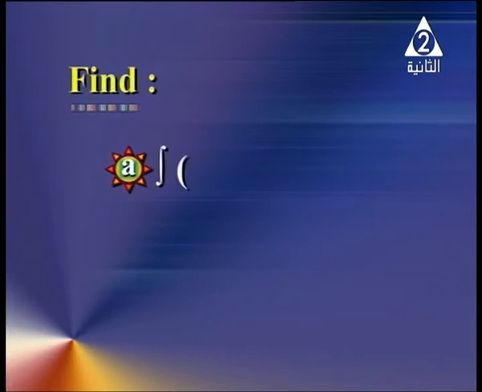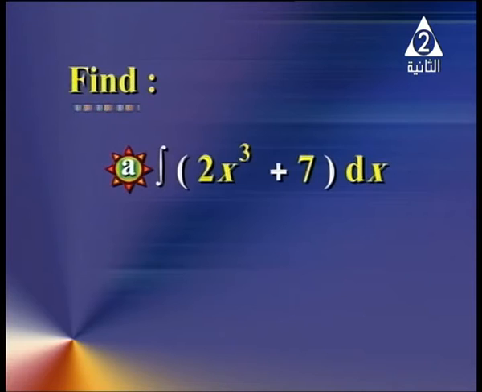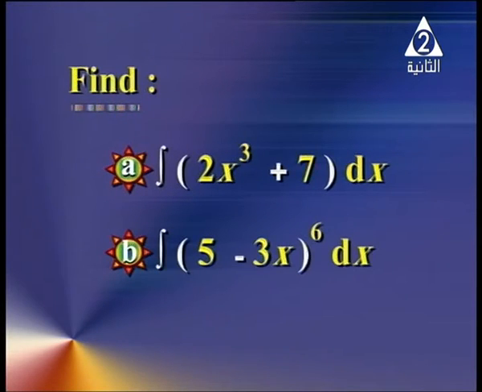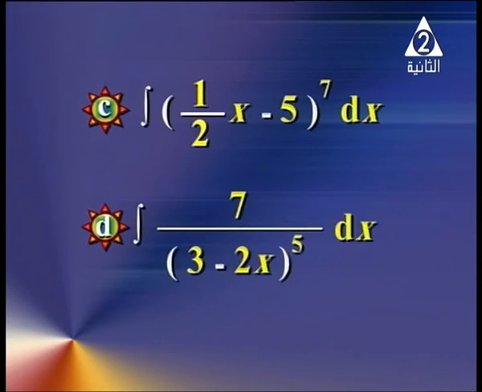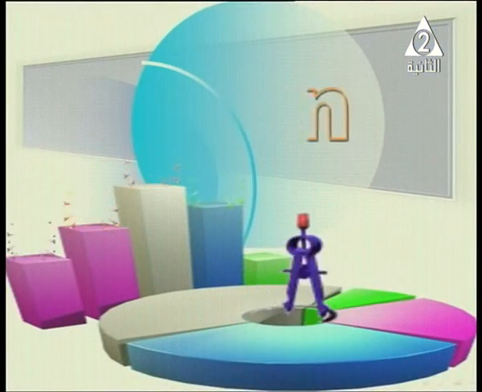Other example. Find the integration of 2x cubed plus 7 with respect to dx. Integration of 5 minus 3x to the power 6 dx. Integration of the bracket containing half x minus 5 to the power 7 dx. Integration of 7 over 3 minus 2x to the power 5. Solution.